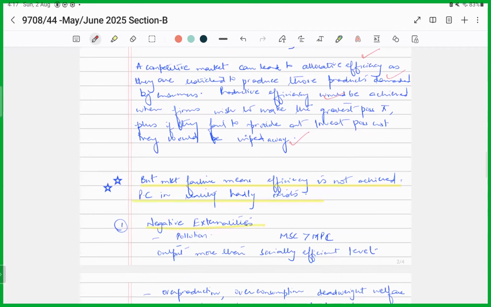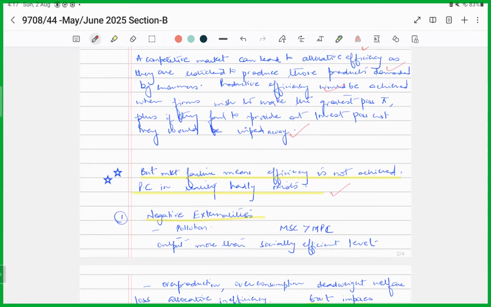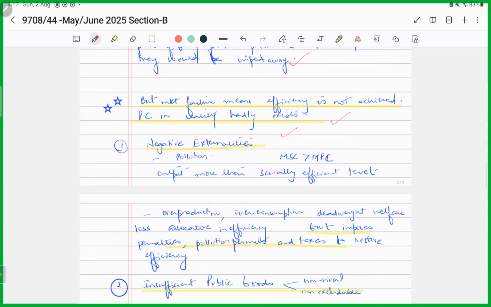But then, perfect competition is a rare situation, right? There hardly is in reality a perfect competition. Why? Because there exists a situation where the market fails. And when does the market fail? When there exist negative externalities, when firms are producing their goods and services and there is pollution.